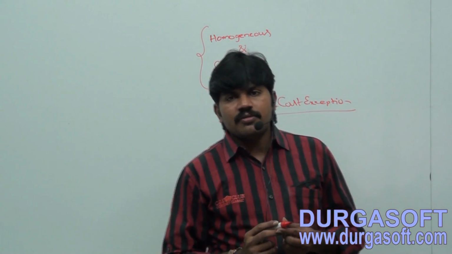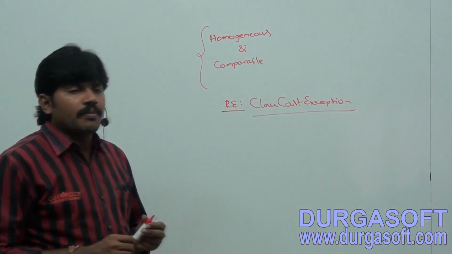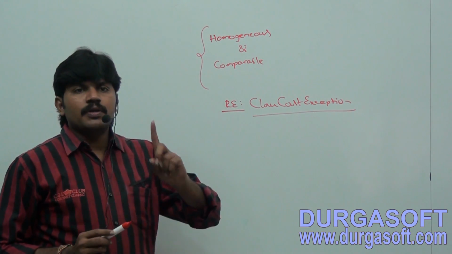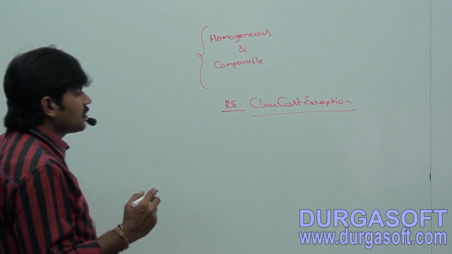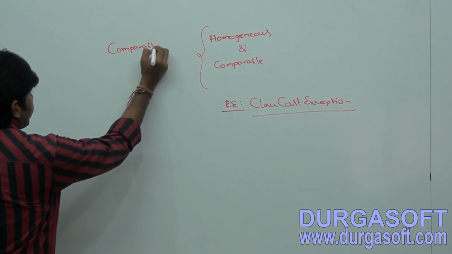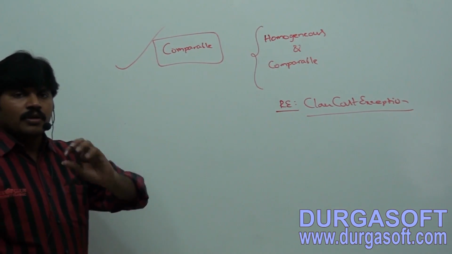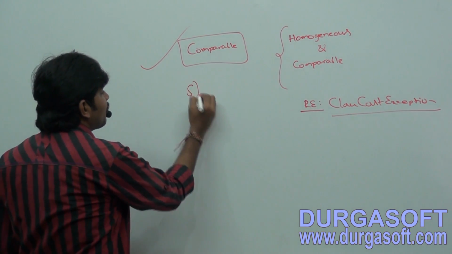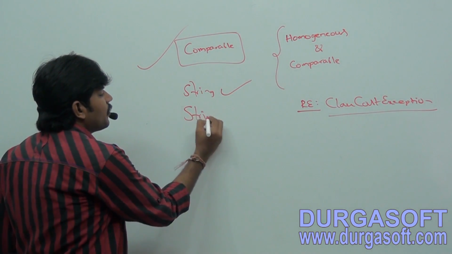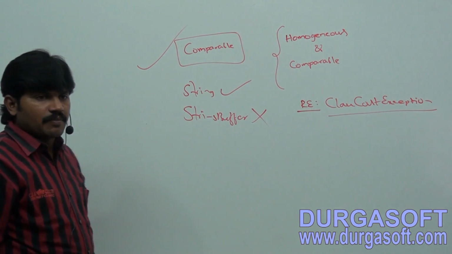Can you tell when an object is said to be comparable? An object is said to be comparable if and only if the corresponding class implements what? The Comparable interface. Are you getting? Do you know the String class implements Comparable or not? Yes. Does StringBuffer implement Comparable or not? No, StringBuffer doesn't implement Comparable.